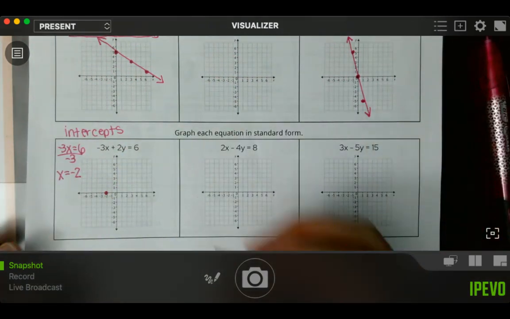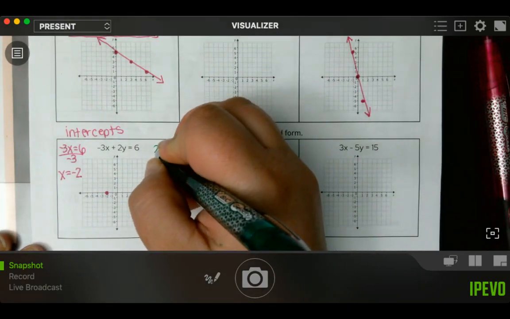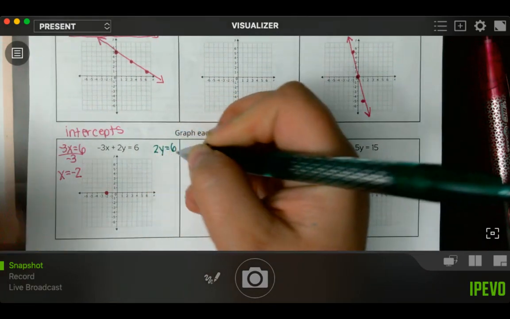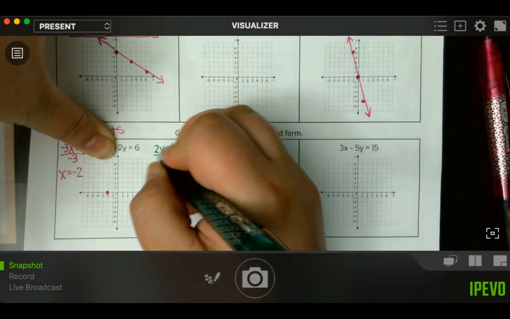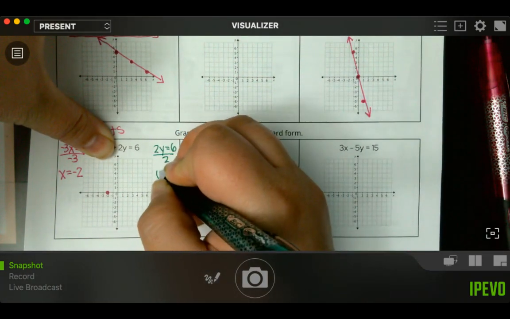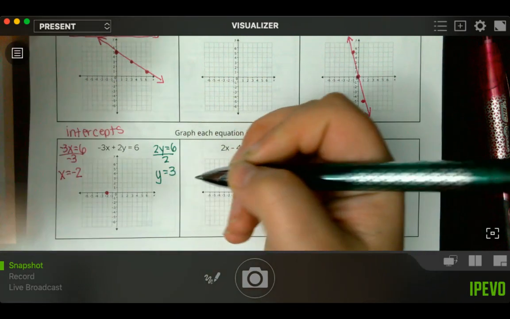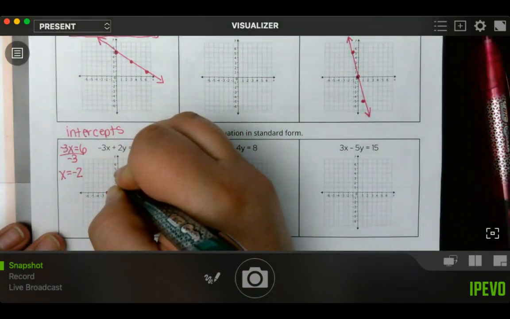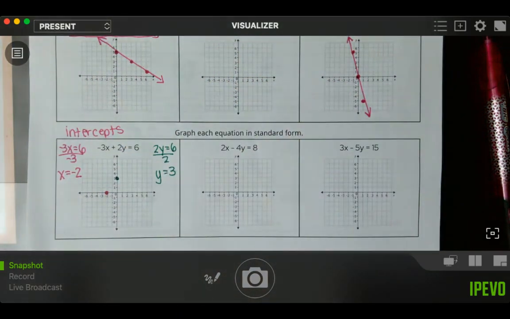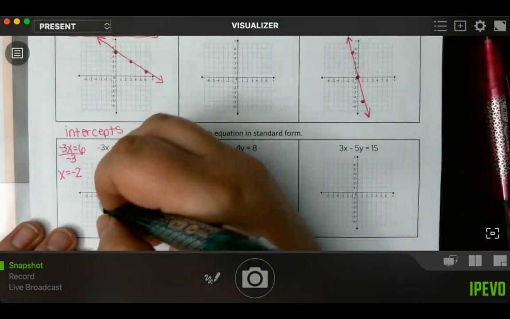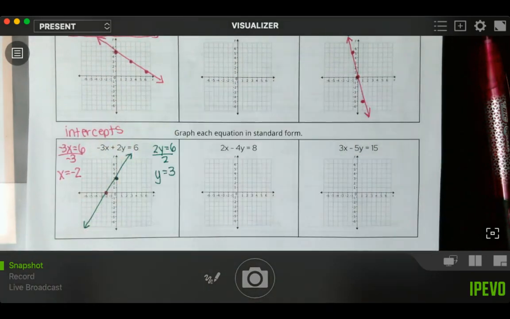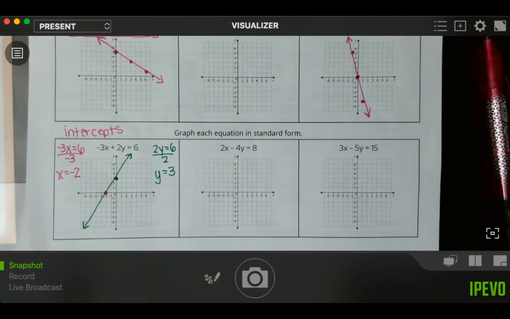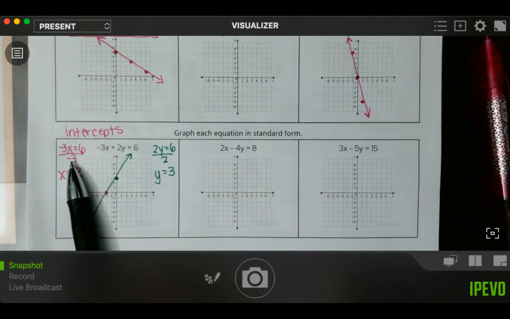Then you do the same thing for y. But it's 2y equals 6 if you cover up the x part like this. This time you have to get rid of a 2, so you divide by 2 on both sides. 6 divided by 2 is 3. So you go to the y-axis and put a point at 3, and then you connect these 2 points. So that doesn't involve slope at all. It just involves looking at the x parts only and the y part only.